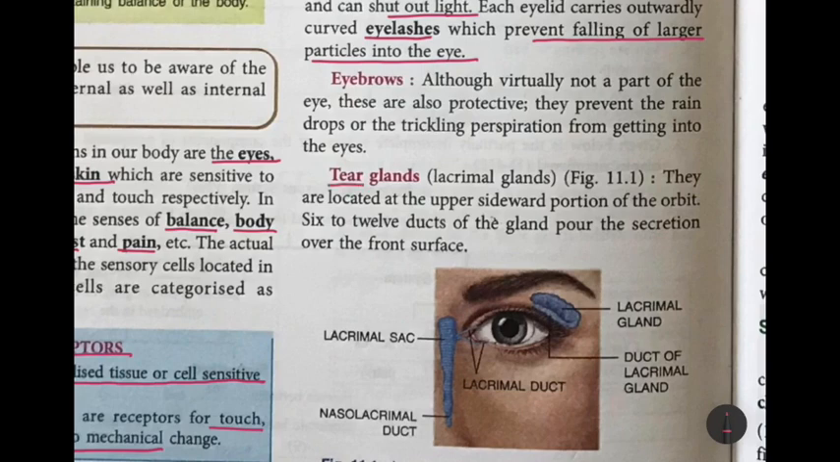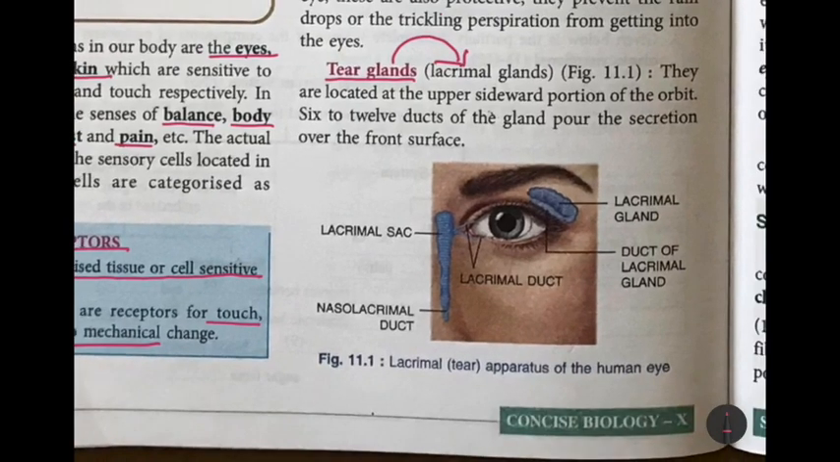Next, we have tear glands. Biologically, they are known as lacrimal glands, and they are located, as you can see, on the upper sideward portion of the orbit. So the location is here. There are 6 to 12 ducts from the lacrimal gland, which go into the eyes and pour the secretion on the front side. So here you can see there is another lacrimal duct which takes the secretion, that is the tears, into the lacrimal sac, which is located here.